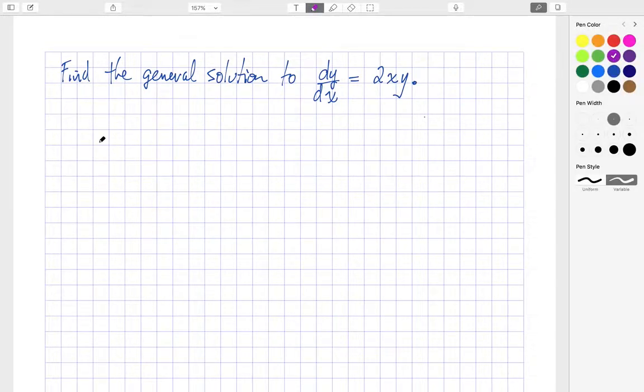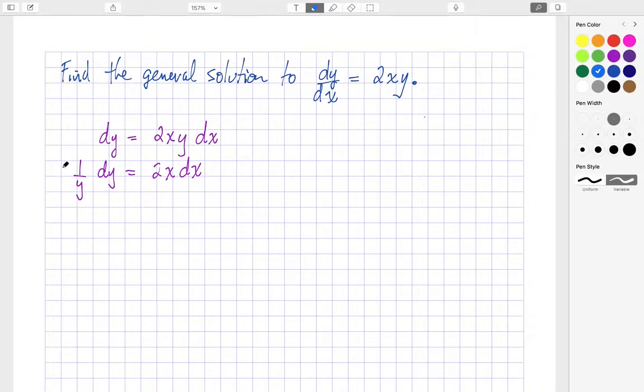It looks like this. We will take dy by dx and we will multiply both sides by the dx. So we have dy is 2xy dx. Then I'm going to divide both sides by y, and I get 1 over y dy is 2x dx. All that is left at this point is to integrate both sides.